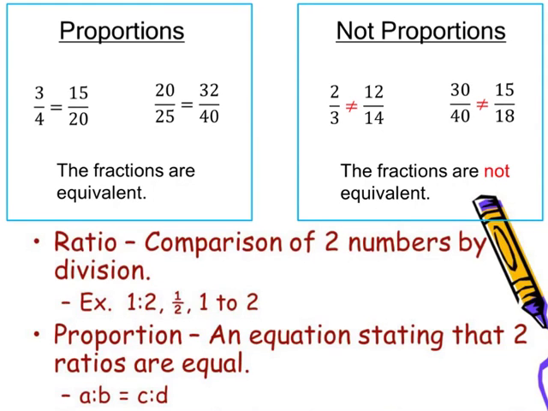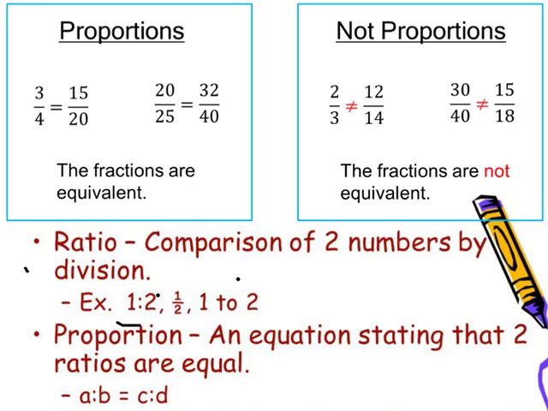A ratio is a comparison of two numbers by division, and it can be written like this, 1 to 2, or 1/2, or in words, 1 to 2. That is a ratio. A proportion requires two ratios, and for it to be proportional, those two ratios need to be equal.